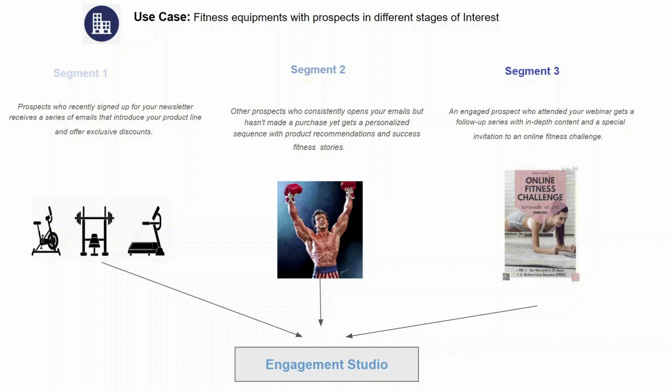Imagine you are a fitness equipment company and you've got a bunch of prospects at different stages of interest. Some have browsed your website, some have downloaded your workout guides, and some are already subscribers and bought some of your products. Well, these prospects fall into three different segments. First, prospects who recently signed up for your newsletter.